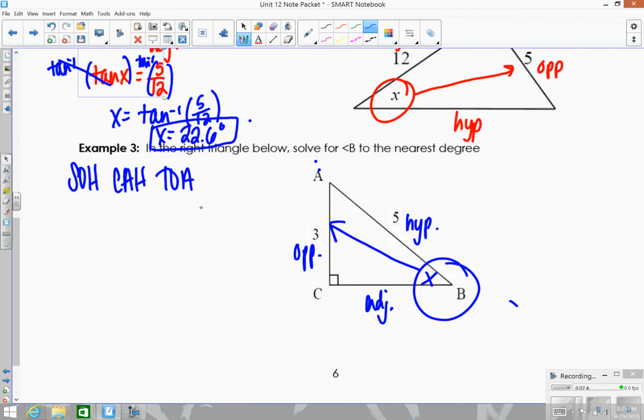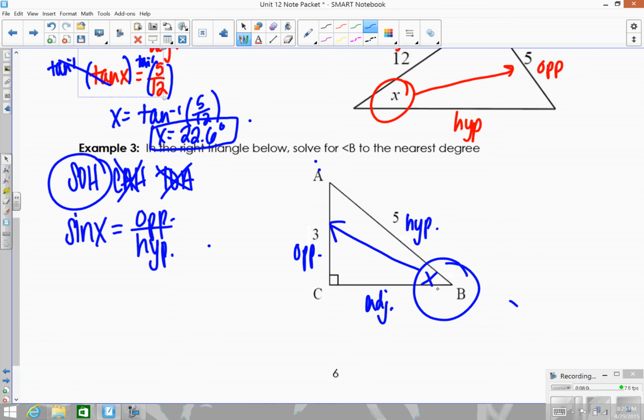sine, cosine, and tangent. When I'm looking at this, I'm never going to be using adjacent, so I'm not going to be using anything with an a, so I'm going with sine. So sine of x equals opposite over hypotenuse. I just called this an x instead of angle B. You could put angle B there if you wanted to. So now I have sine x equals opposite 3 over hypotenuse of 5.